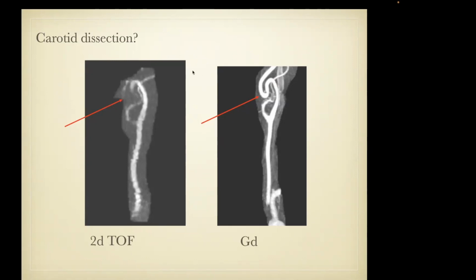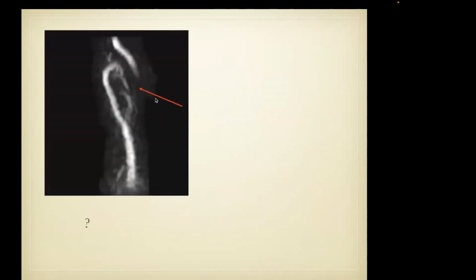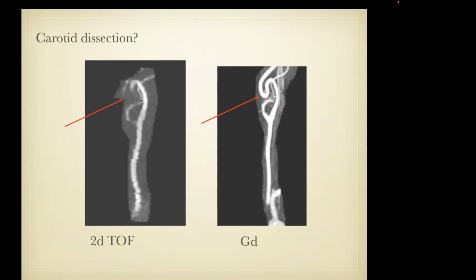But again, why does the 2D time of flight look this way and the gadolinium study look this way? Well, this is a more accurate rendition of the anatomy of the internal carotid artery. On this view of the vessel, when the direction of flow turns from bottom to top, here it's top to bottom, we lose signal, right? So this is the directionality of 2D time of flight MRA in the neck.